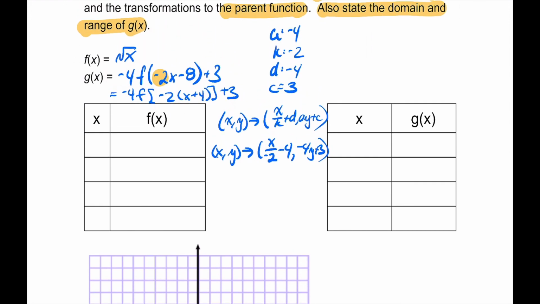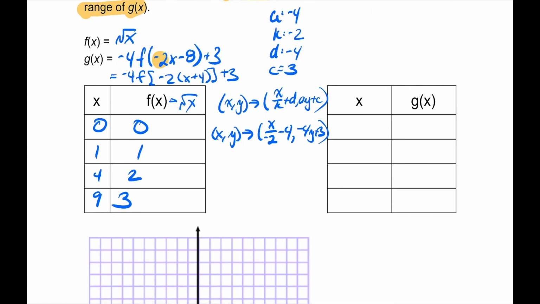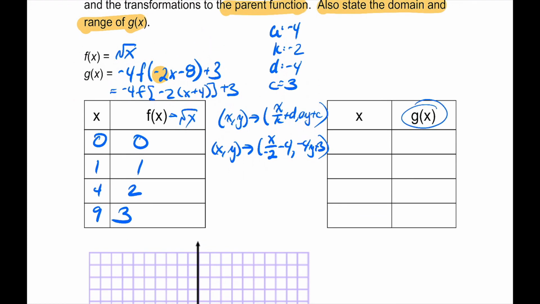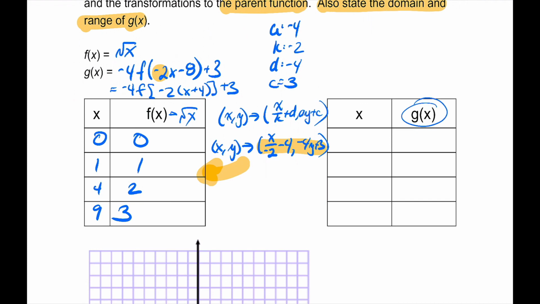So what are the key points on my parent function? So f of x here is root x. What are my key points here? That's going to be 0 and 0, 1 and 1, 4 and 2, and 9 and 3. So in order to get the new points on g of x, we're going to apply the mapping notation to my points on my parent function. So let's go through the x's first maybe. So let's do this systematically.